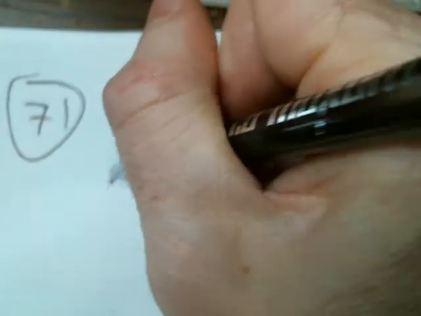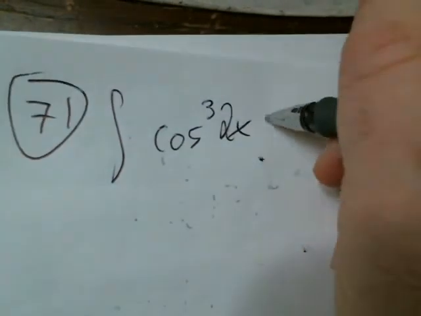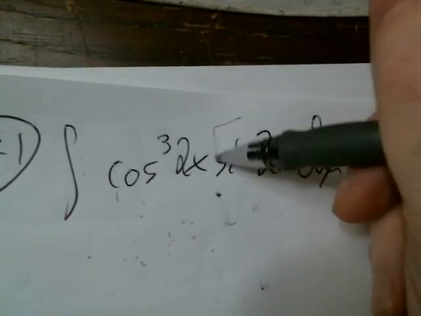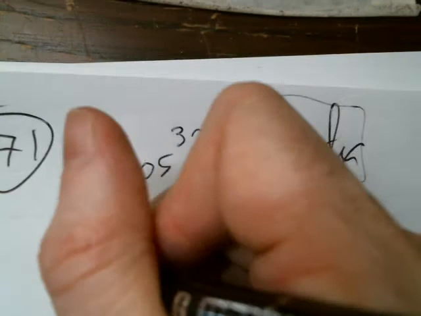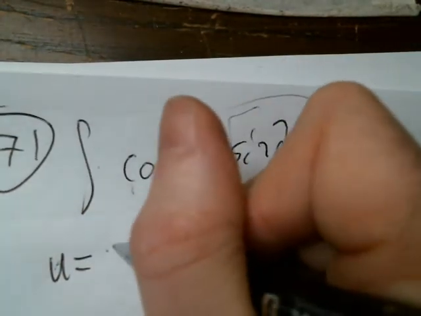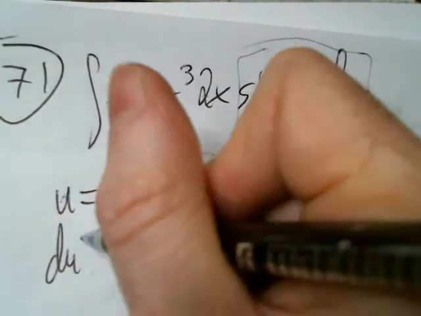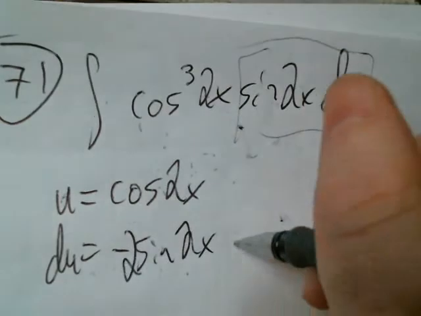71. Where are you? 71? Another trig guy. So we have cosine cubed 2x sine 2x dx. Okay, so this looks like the derivative of cosine. So that's what I'll do for my u sub. U is equal to cosine of 2x, and then du will be negative sine 2x times 2 dx.